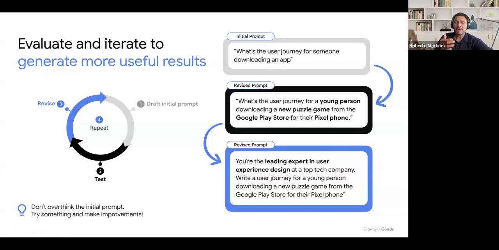And the more you iterate on it, the better your response will be. And so this is a really key piece of any type of prompt engineering or any type of AI tool that you use. The better prompt you're going to write, the more useful the information you have.